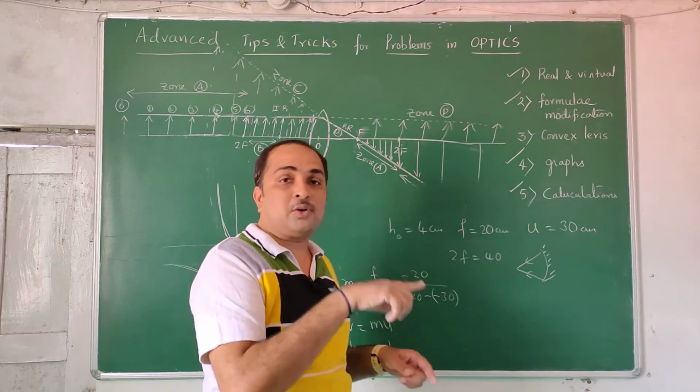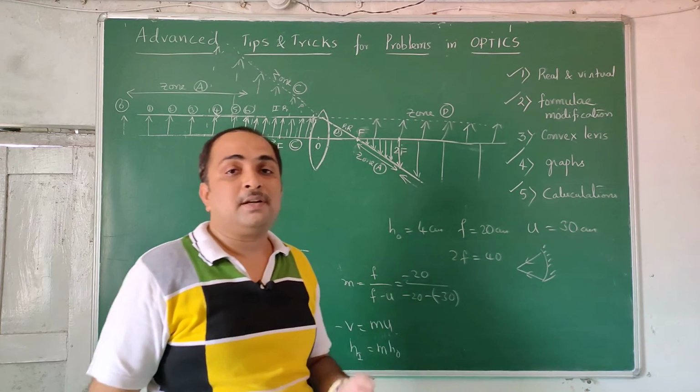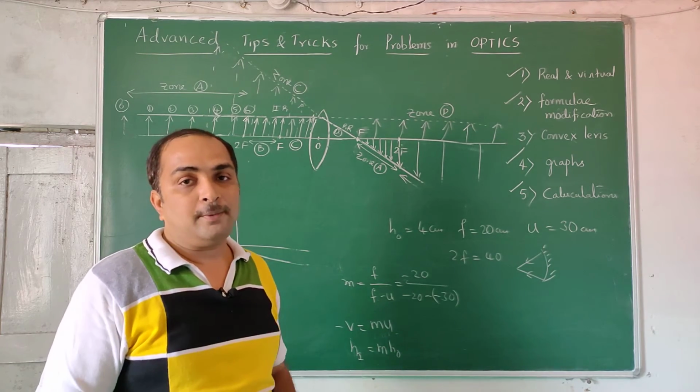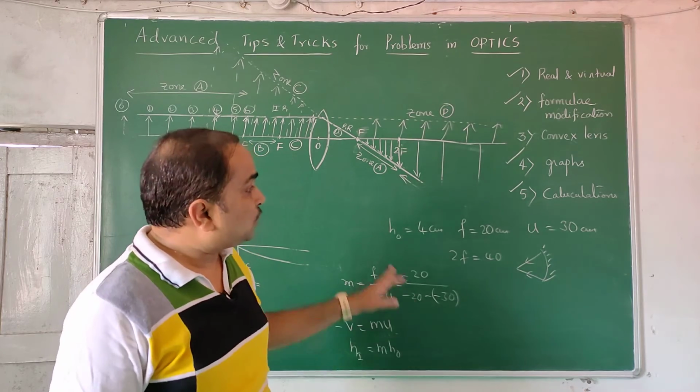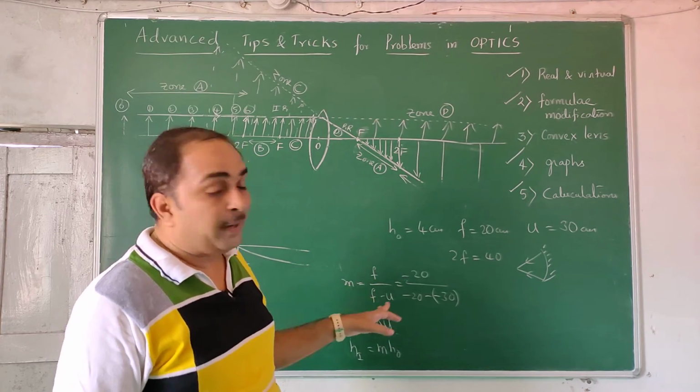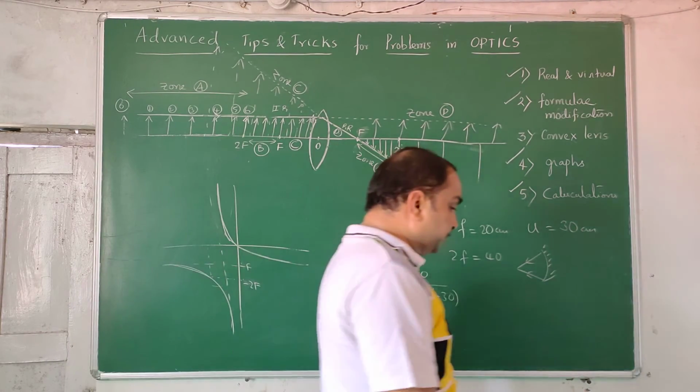I told you, remember one quadrant. In which quadrant, which element passes through the 2f to f point, you make a note of it. So this will make you do so many varieties of problems.